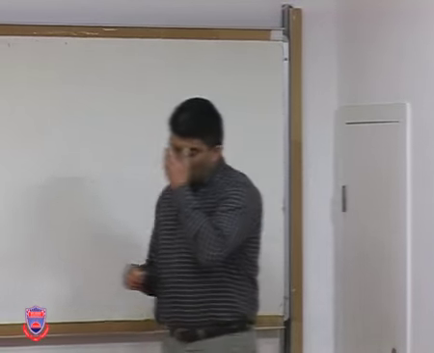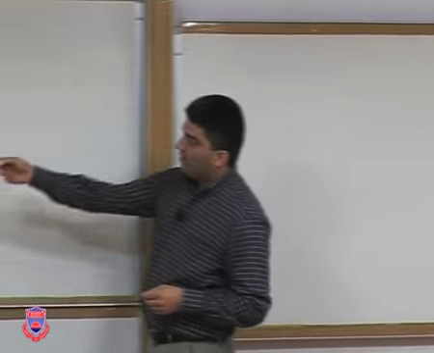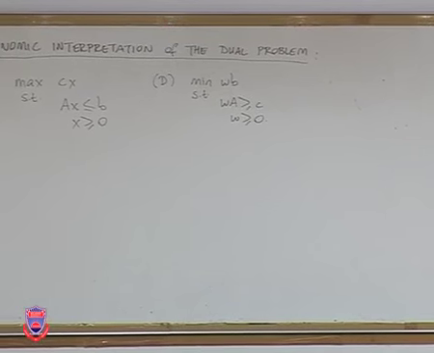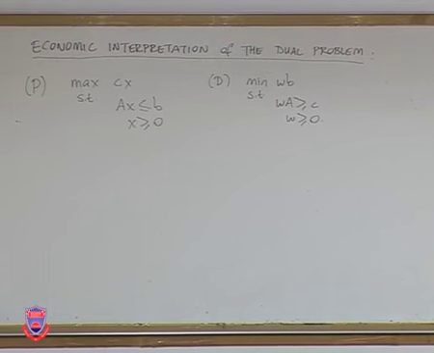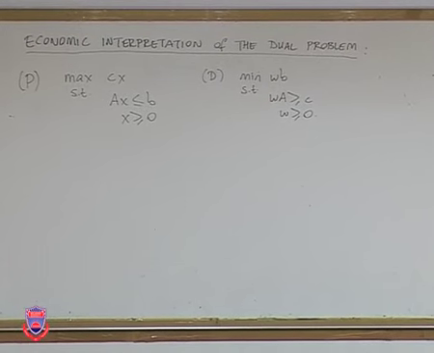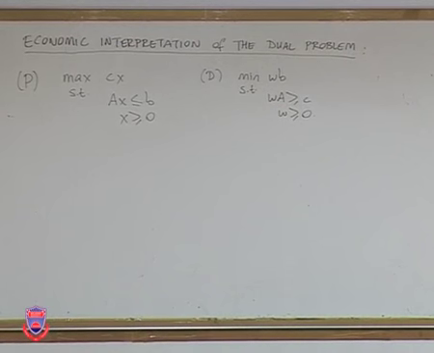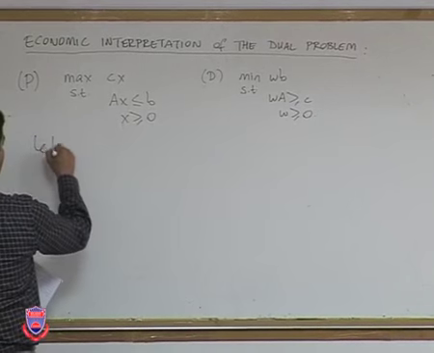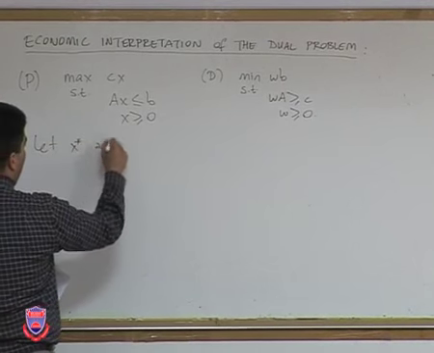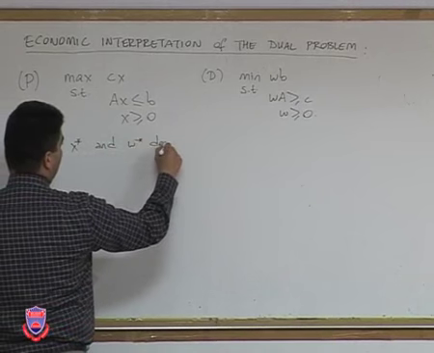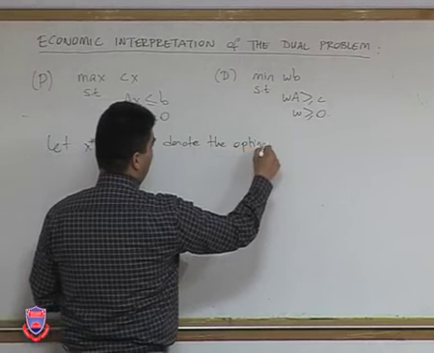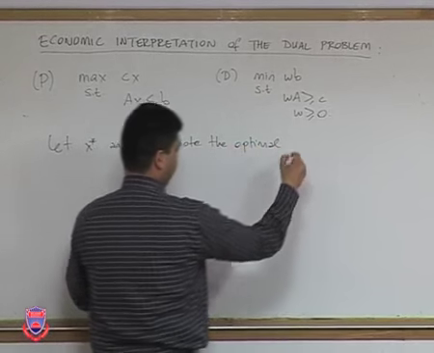Okay? So what I'm going to do is the following. Suppose that we have the usual primal-dual pair of LP problems. The primal is a maximization problem with less than or equal to constraints and non-negative variables. And the corresponding dual will be a minimization problem with greater than or equal to constraints and non-negative variables as well. So let X star and W star denote the optimal solutions of the primal and dual problems respectively.